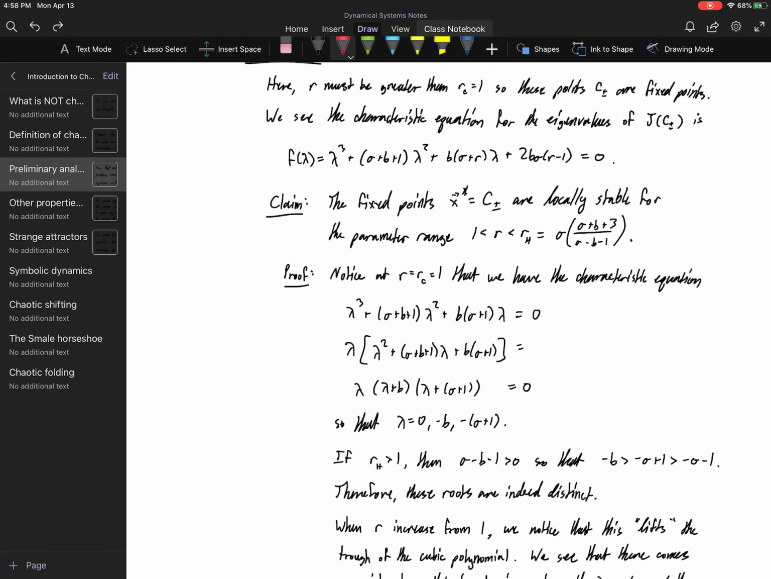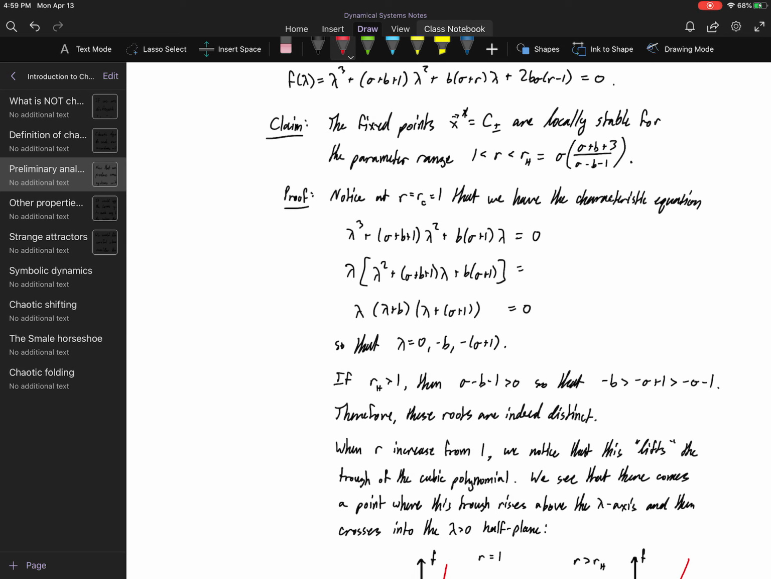But the claim here is that the points c plus and minus are locally stable if we are within a particular parameter range. For the traditional, default Lorenz system, this is approximately 24.7. So let's go about showing this. Notice, when we are at the bifurcation parameter, when we are at r equals 1, then I can go ahead and factor this system. We already noted that the constant term goes away so that I have a 0 eigenvalue.